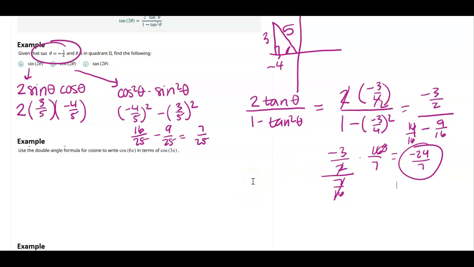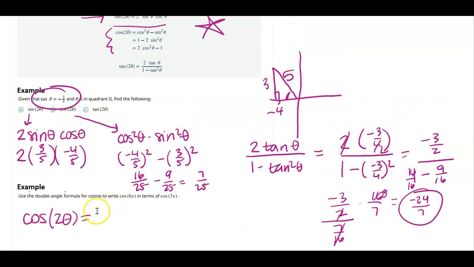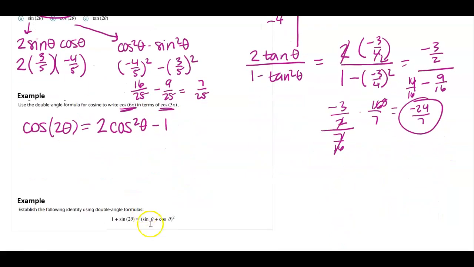If I wanted to use the double angle formula to write cosine of 6x instead in terms of cosine of 3x, well, let's write cosine of 2 theta, let's write it in thetas just so that we're not using the exact same variable. And I need this to be cosine of 3x. So let's use this one right here. So that's going to be 2 cosine squared theta minus 1. And I chose that one because I still want this to be in terms of cosine. So I didn't want to choose the ones that had sine with them. That just wouldn't make a whole lot of sense. So I'm going to use the one with cosine.